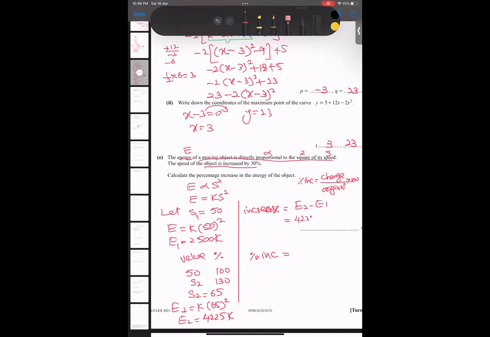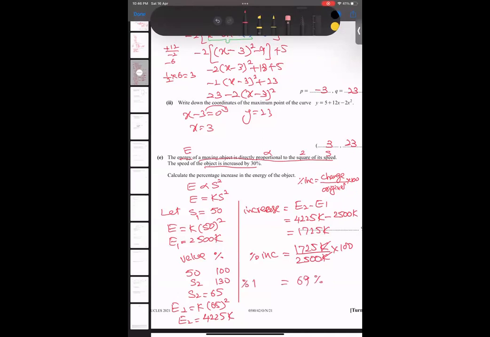So 4225K minus 2500K. So if I subtract, so I get what? I'm getting 1725K. And what is the formula? This will go in the numerator, and original is this one, and times 100. So that's it. And I'm going to find it. So 1725K, original is 2500K, and times 100. K cancels out, and 1725 divided by 2500 times 100, and the answer becomes 69% increase.